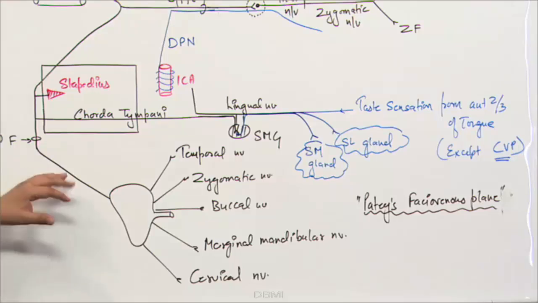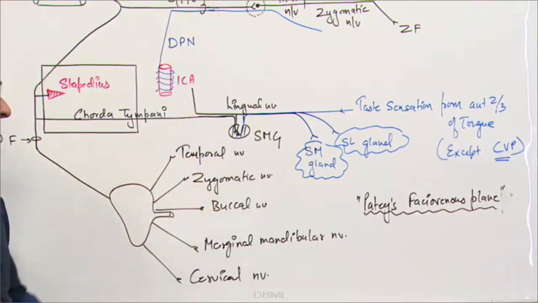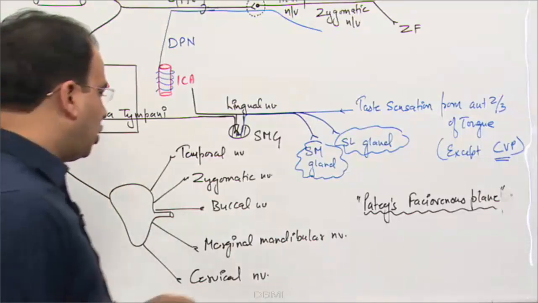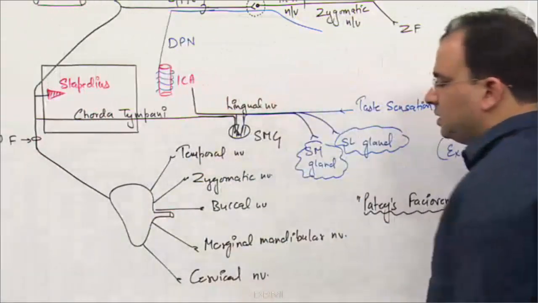So the facial nerve goes in, divides into these 5 branches in the vicinity of the parotid gland, comes out and supplies all the muscles of facial expression, out of which the cervical branch supplies the muscle platysma.